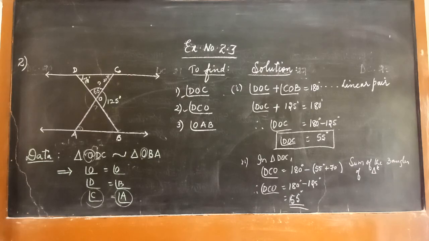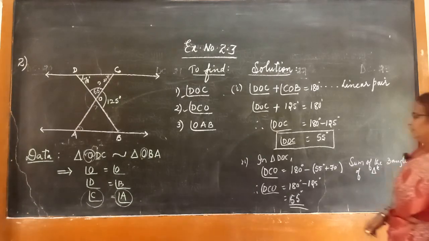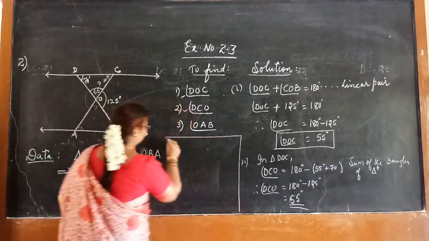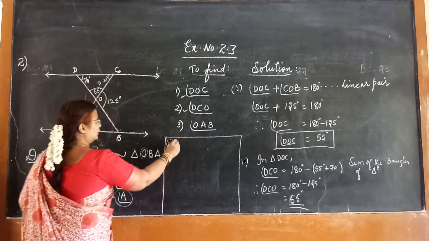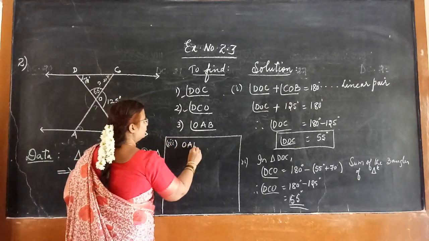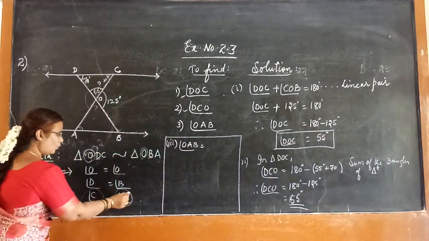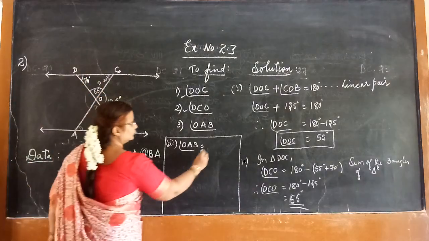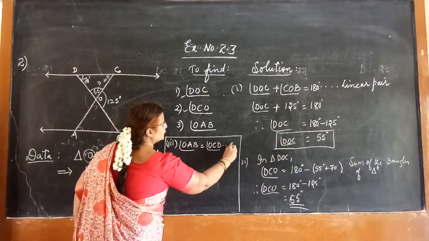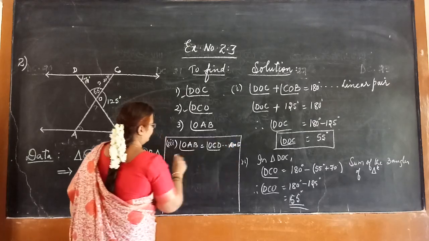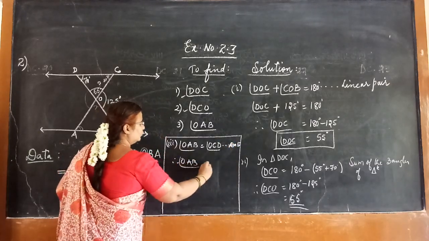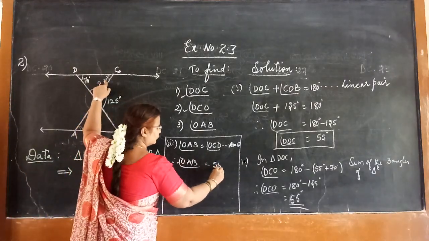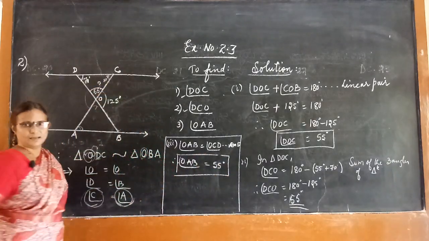Is it clear, children? Then, the third one I am doing here. Third part. Which one do I have to find? Angle OAB. Angle OAB is equal to which angle? Angle C, OCD. The reason is data. Therefore, angle OAB is equal to, what is the measure of angle OCD? 55 degrees. Finished. All the 3 angles are found out.